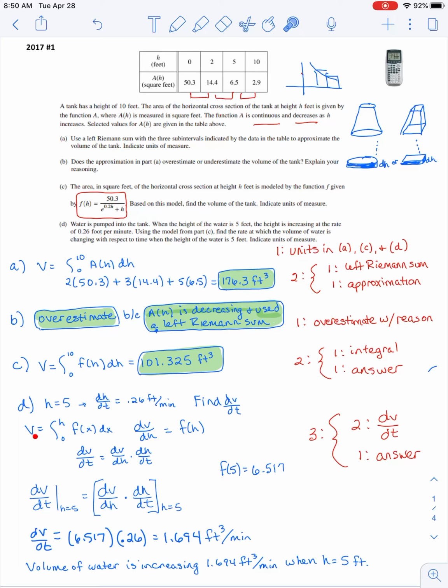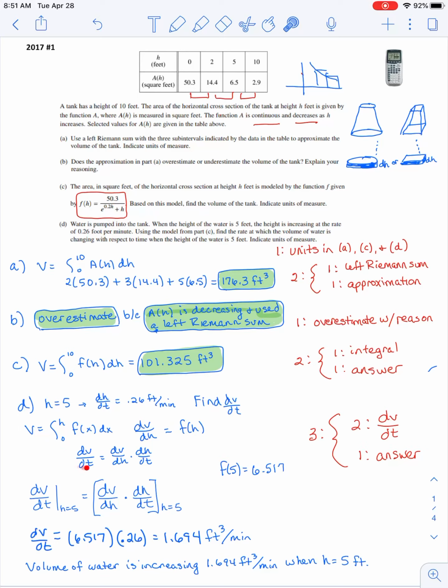Well, we have to take the derivative of that. So we're going to take the derivative with respect to h. That's the only thing we can do, because our function is V of h. And the derivative, dV/dh, is going to be the fundamental theorem of calculus. We just plug the h into the function, and dV/dh is f of h.